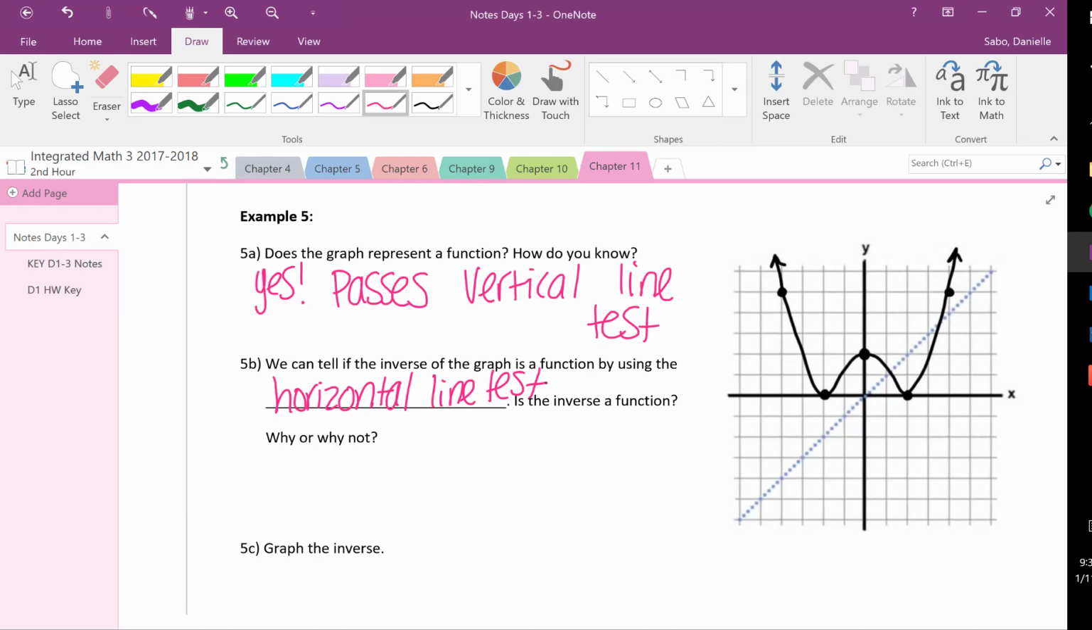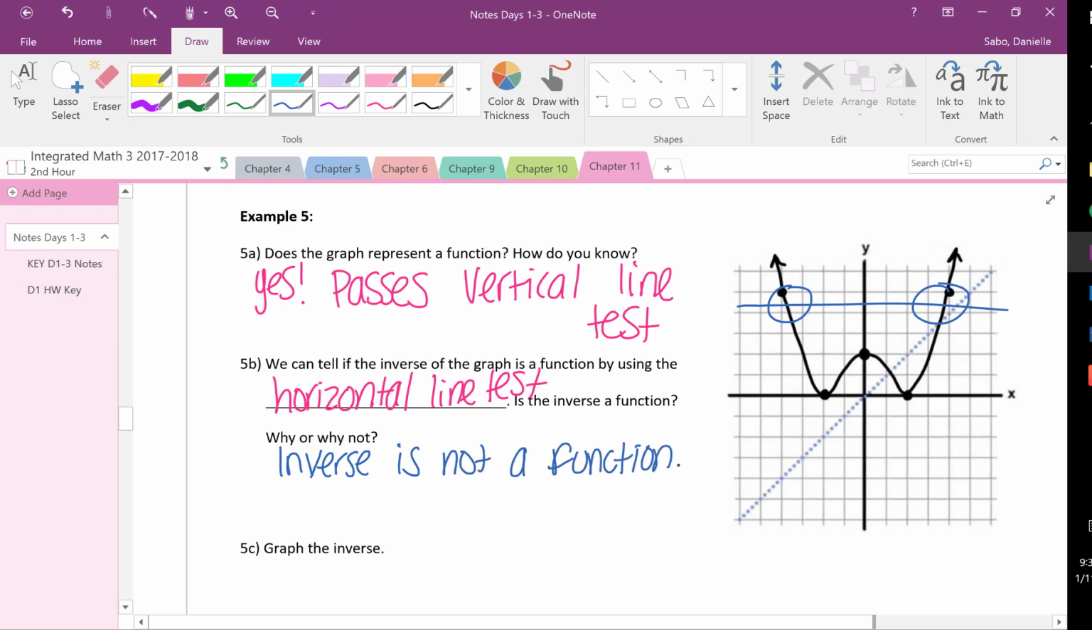Okay, so let's talk about that. For the inverse, for example, here, if I go like this, it is a horizontal line. You could even draw that in if you really want to. Here and here, how many times does it intersect? Two. So is it a function? No. So the inverse is not a function because it does not pass the, I almost said vertical, horizontal line test. I'll abbreviate it. Okay, so that's a way for you to visually see if the inverse is a function or not.